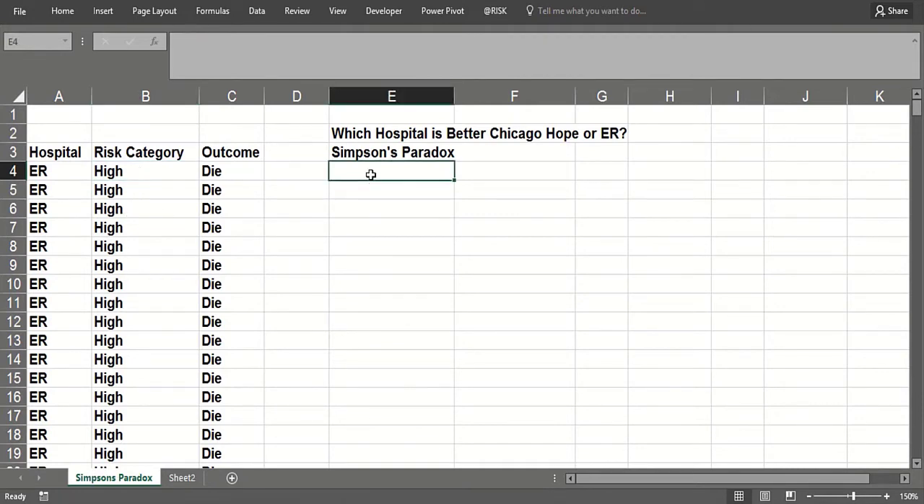Now, ER is going to be clearly better in my eyes because it has the great Julianne Margulies of The Good Wife, Alicia, and the great George Clooney. I'm just kidding.